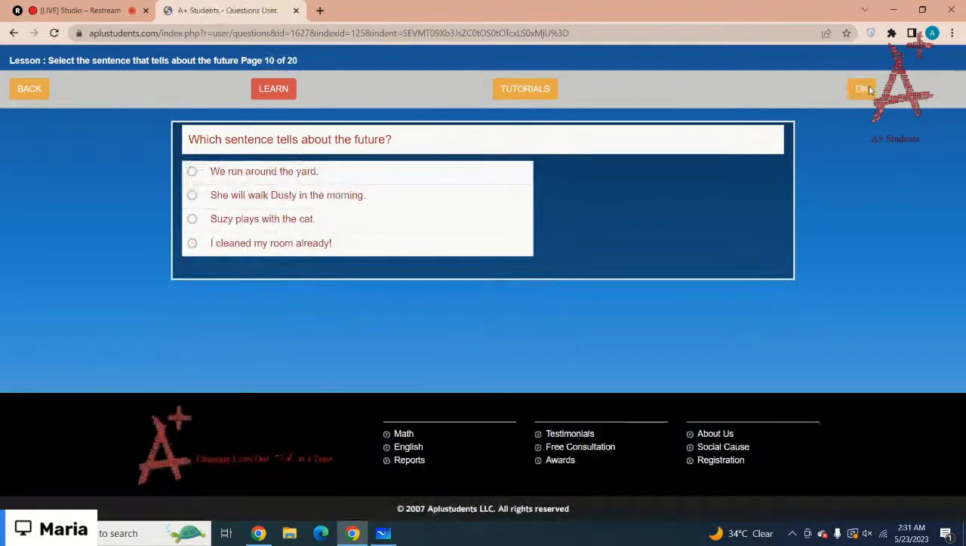Which sentence tells about the future? We run around the yard. She will walk dusty in the morning. Susie plays with a cat. I cleared my room already. So, which is the correct option? That would be the second option. She will walk dusty in the morning. Got it?